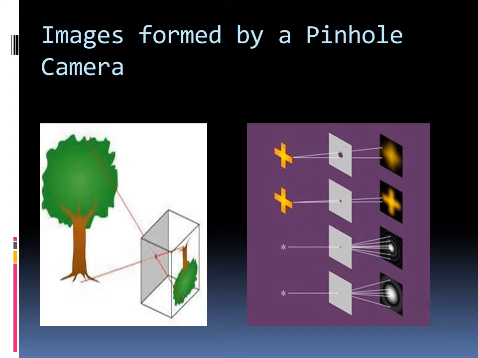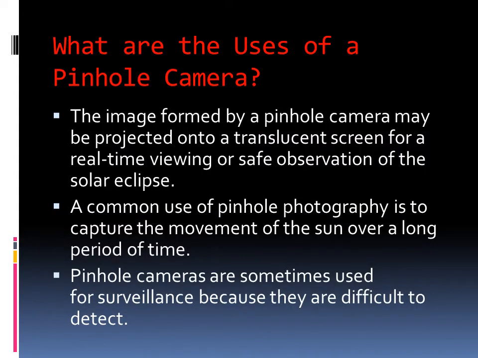Now let's talk about the image formed by a pinhole camera. As already discussed, the image formed by a pinhole camera is inverted, as we can see here. That means we see the tree inverted. The grass or the leaves are on the ground, and the trunk or the base is on the upper end. So this is a simple image formation of a pinhole camera.